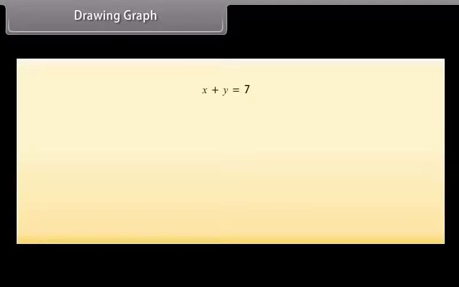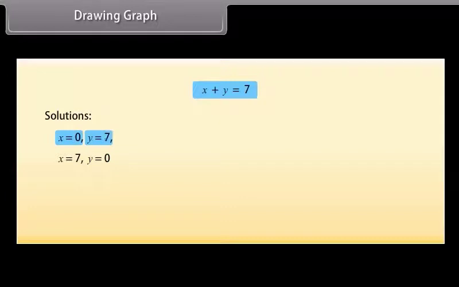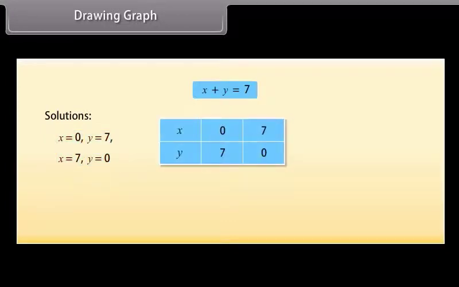Drawing graph. Let us now draw the graph of this equation: x + y = 7. We know that to draw the graph, we need at least 2 solutions of the equation. So the 2 solutions are x = 0, y = 7, and x = 7, y = 0. We can use this table to draw the graph.